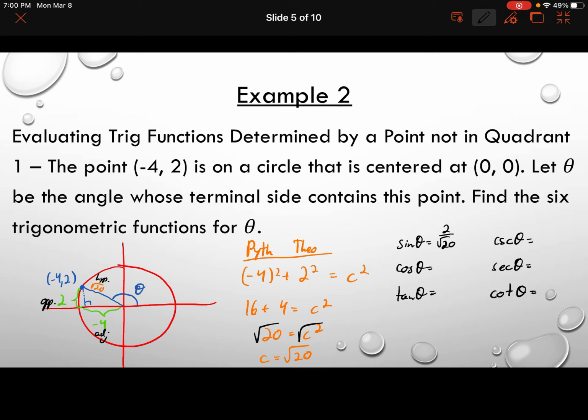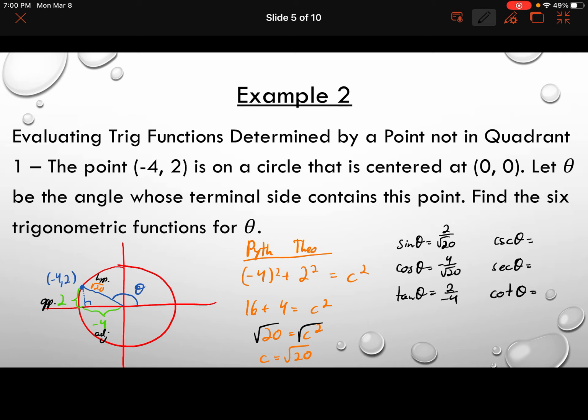Cosine is adjacent over hypotenuse. So remember, we said the adjacent side was -4. So -4 over square root of 20. Tangent is opposite over adjacent. So 2 over -4, which you could simplify to -1/2. No big deal there, -1/2.